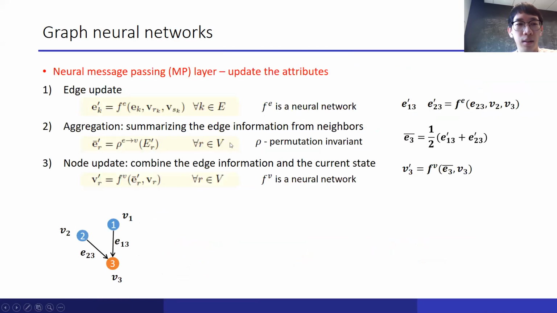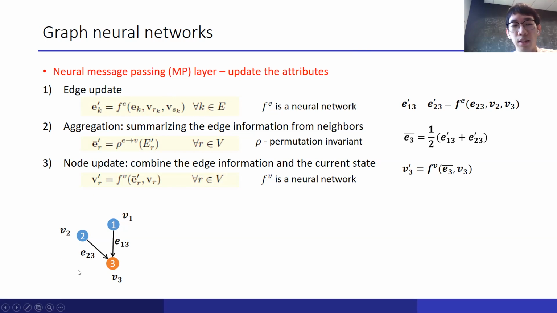And here are more details about the message passing. So the MP layer can be divided into 3 steps, including the edge updates, the aggregation, and the node updates. For the first step, we use a function FE, which is parameterized by a neural network, and it takes the edge itself and the sender node and the receiver node to update the edge.